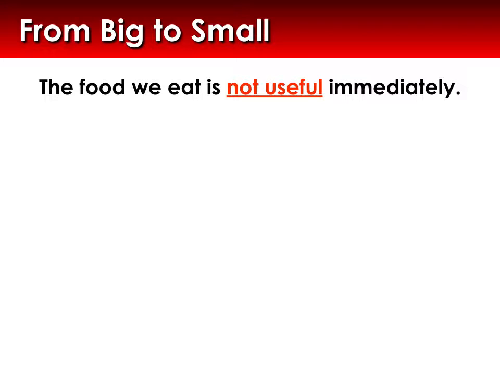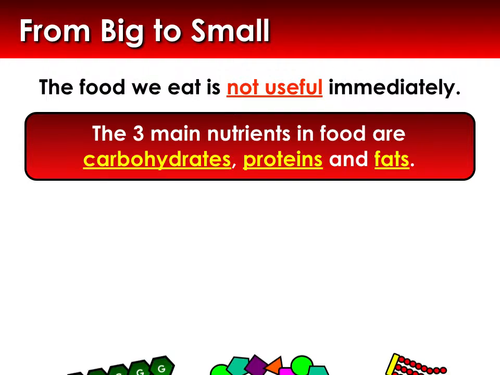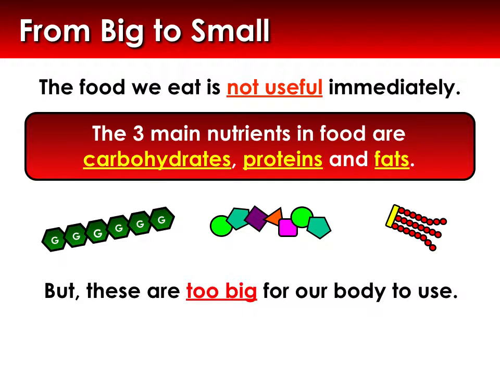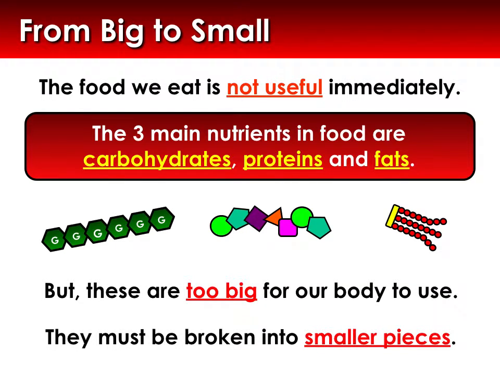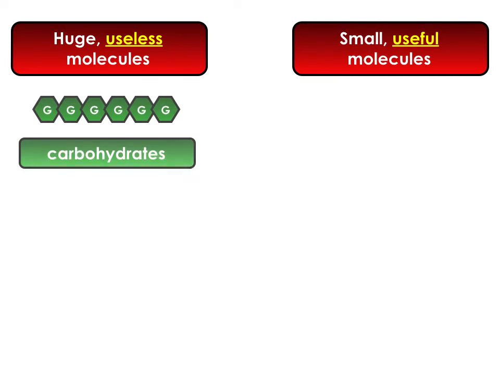The food we eat is not useful immediately. That's because it is too big. The three main nutrients that are found in food are carbohydrates, proteins, and fats. But like I said, these are too big for our body to use, and they must be broken down into smaller pieces. So they start as huge, useless molecules, and they need to be converted into small, useful molecules.